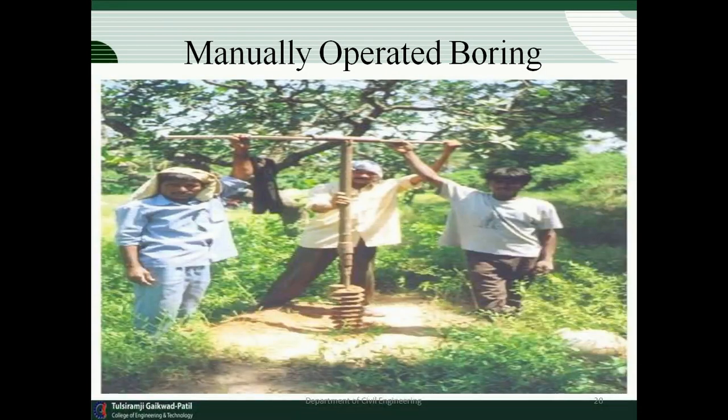See in this picture, some persons are doing boring on the earth, and this is called manually operated boring. In previous days, when mechanical instruments were not available, we used this type of manually operated boring. Nowadays, if we are working on a small project, we use this type of boring, and it is a part of auger boring. You can see three people working there and trying to bore into the earth.